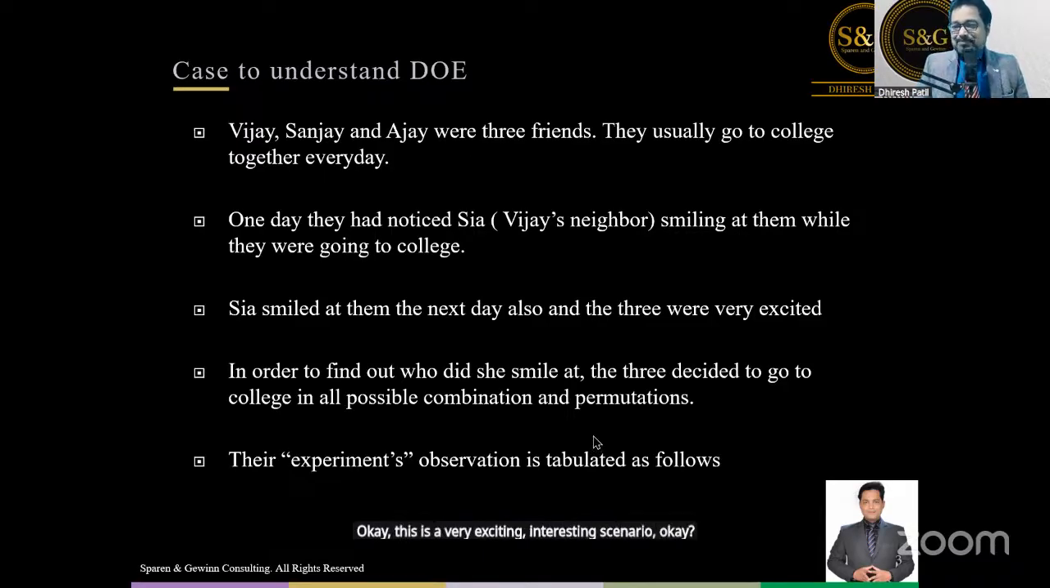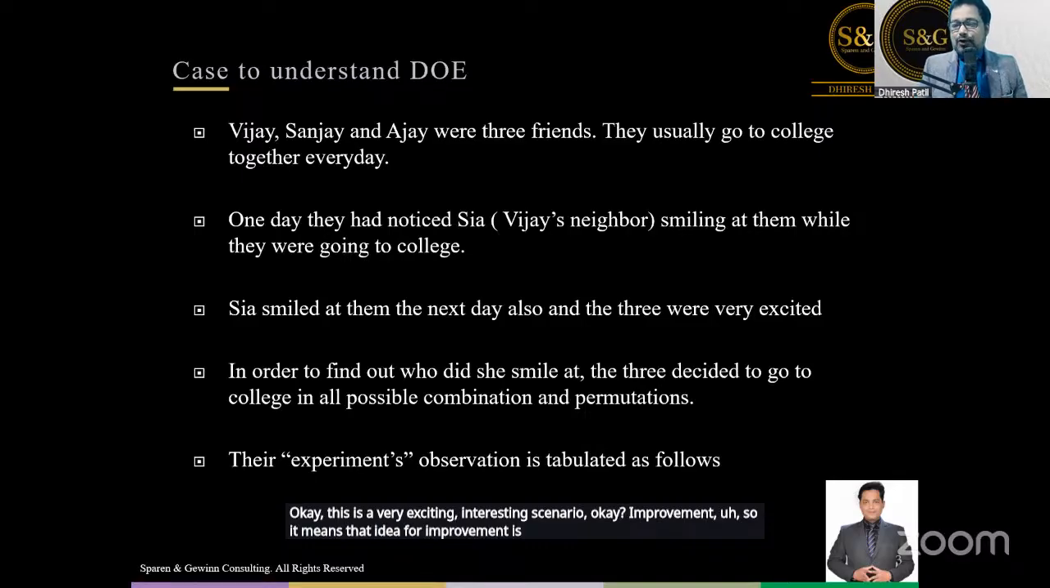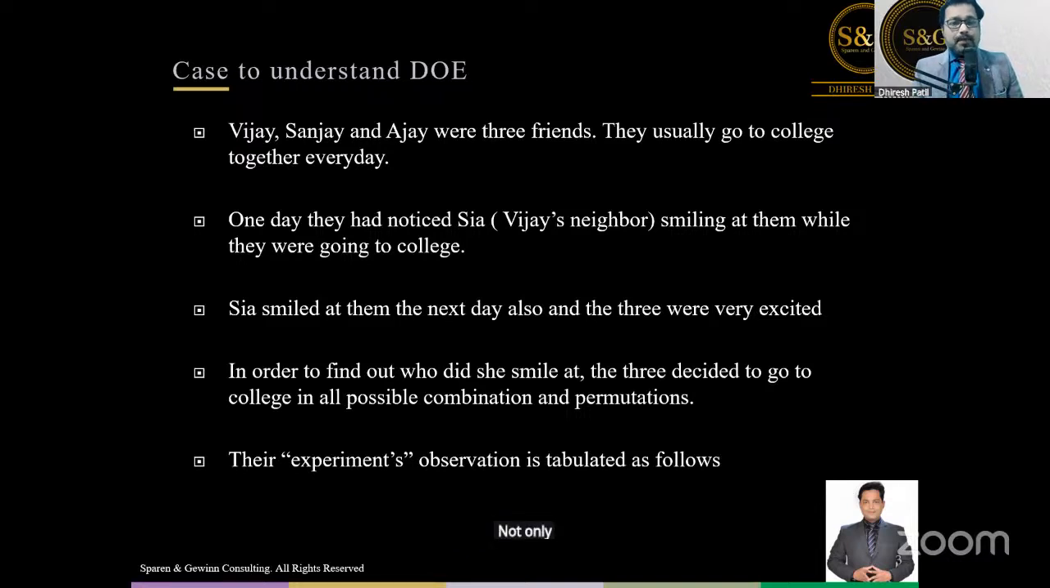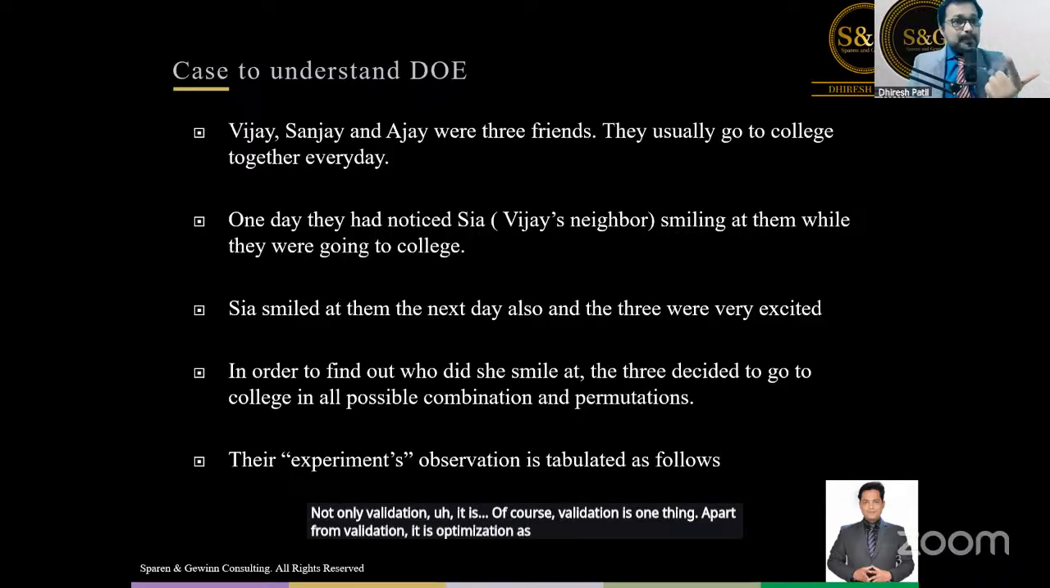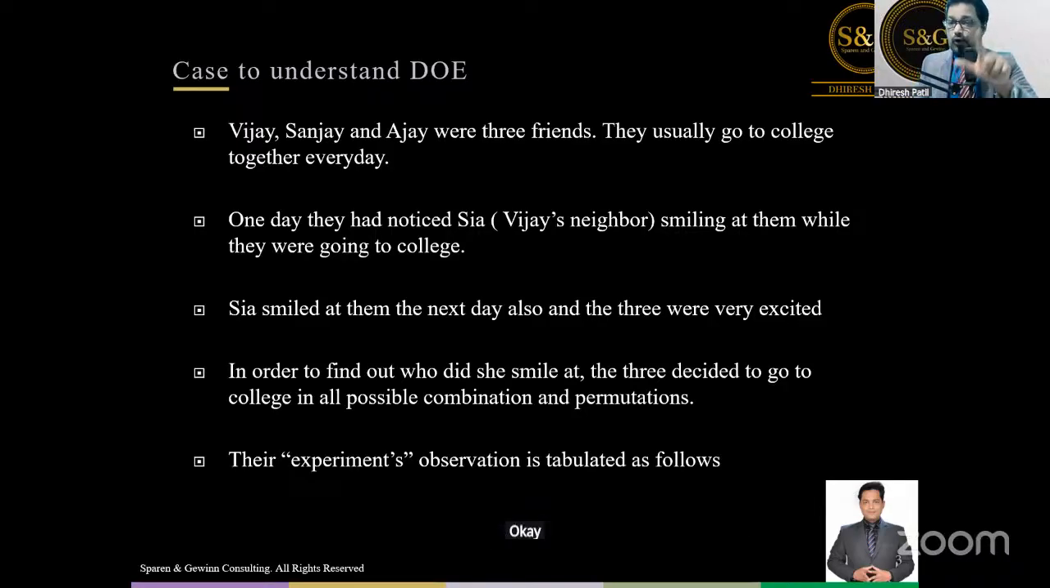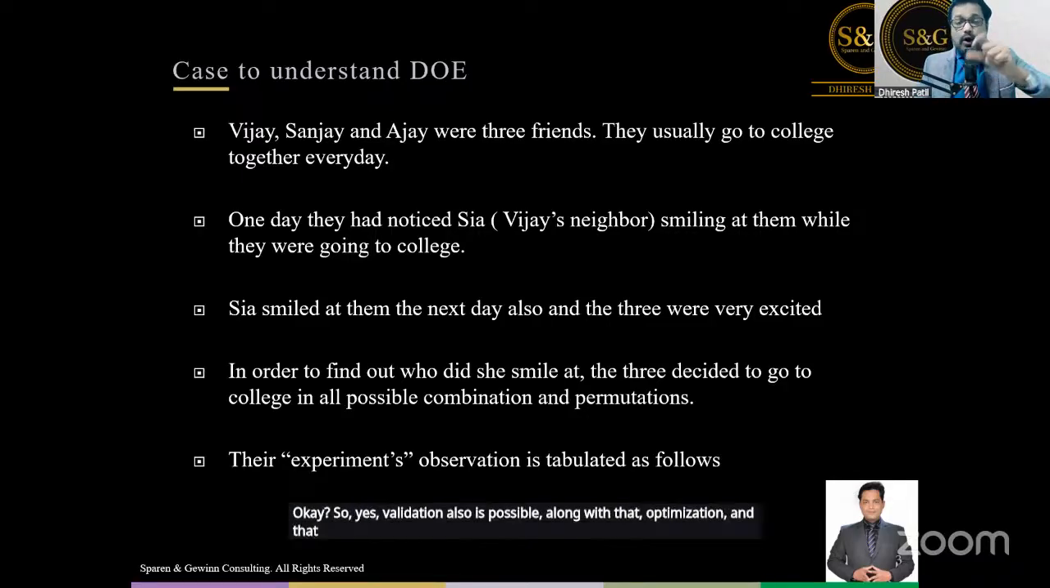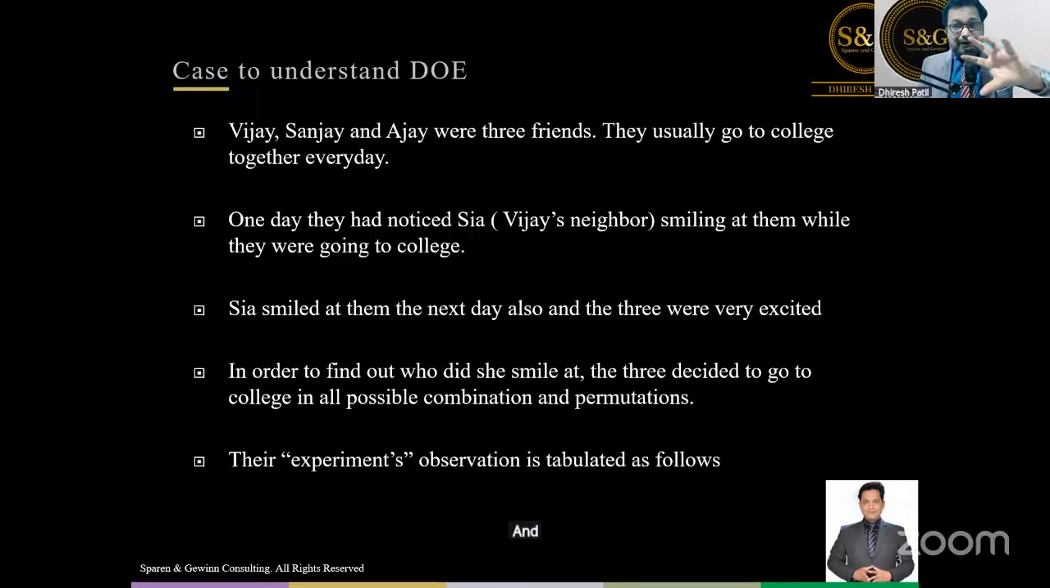Okay, improvement. So it means that an idea for improvement is converted to DOE to get validation. Not only validation. Of course, validation is one thing. Apart from validation, it is optimization as well. Okay, so yes, validation also is possible. Along with that, optimization, and that too a proactive optimization, proactive and very effective. So we are going to learn how it will be proactive and more effective.